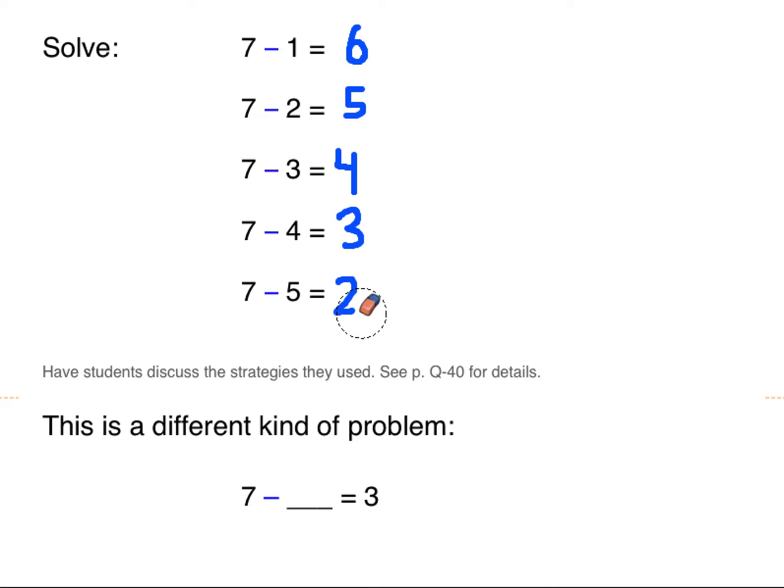We know that. It's right here. Or we could look right up here. 7 take away 3 equals 4. We could try that here. 7 take away 3 equals 4. And is that true? Yes, it is. 7 take away 3 equals 4.